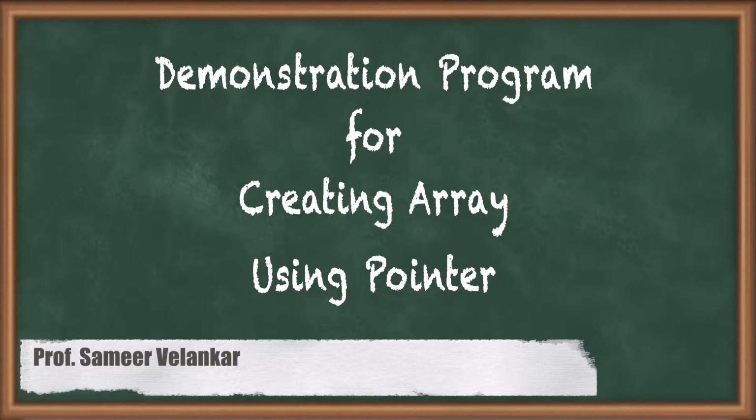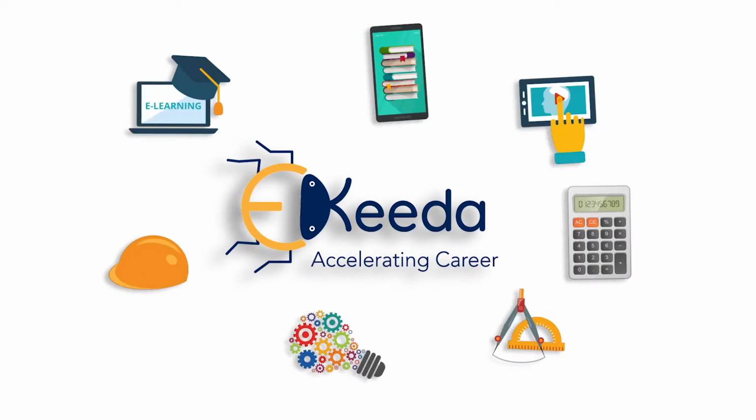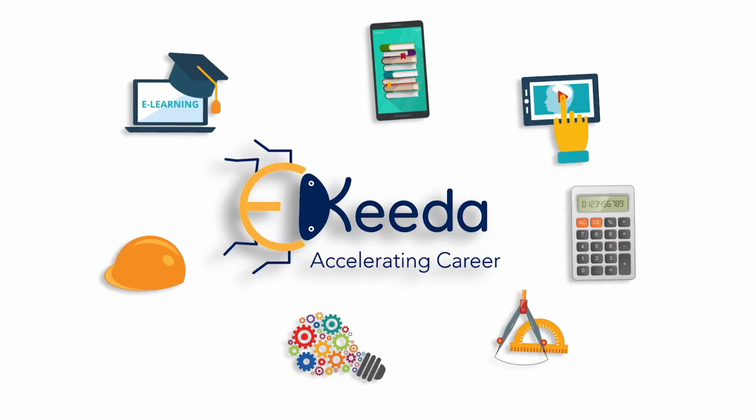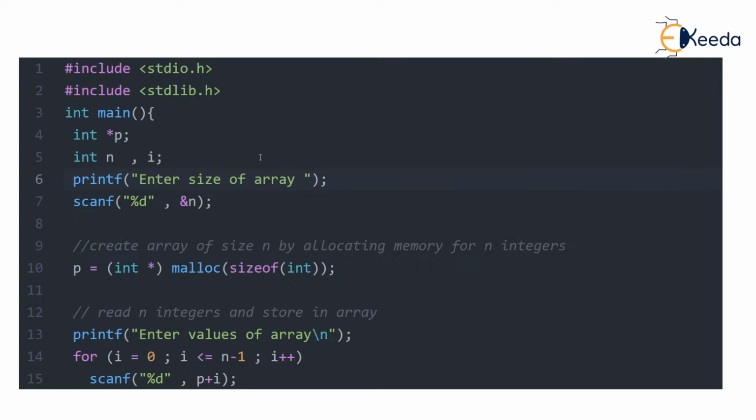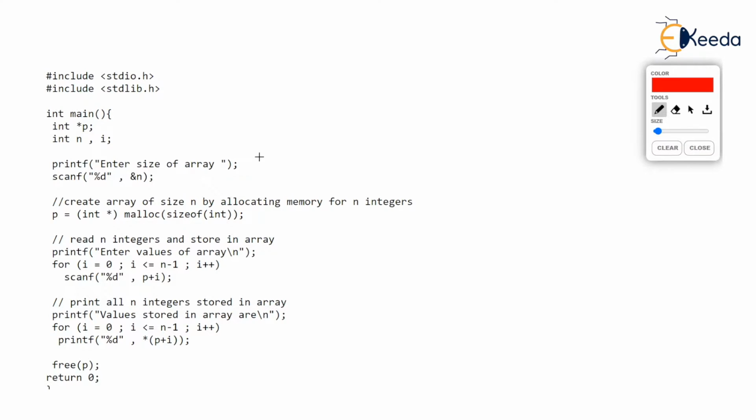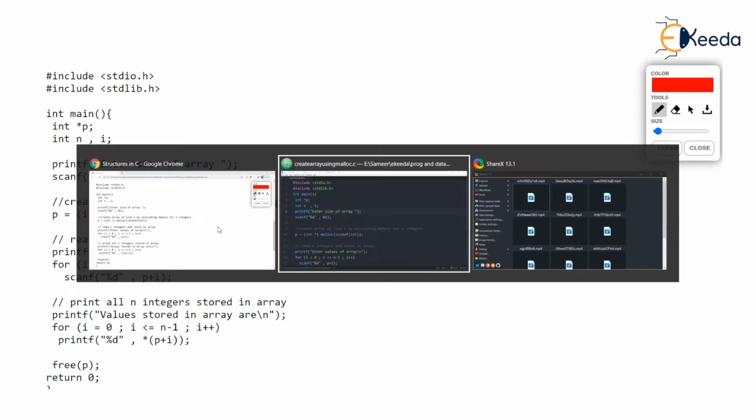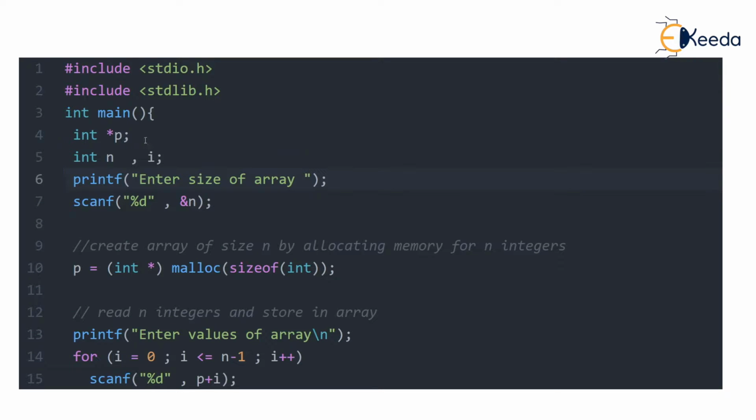Actually, this is just the continuation of the previous video in which we saw how to create an array using malloc. I have still kept that slide ready over here. This was exactly the program we saw in the previous video, just a demonstration of that program using Atom software. Exactly the same program has been written with pointer p declared and variable n of type int.